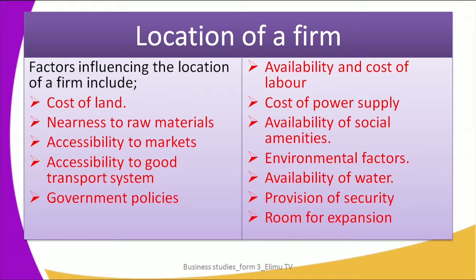Remember, without the consumer, production of goods cannot take place or even continue, because if the goods produced are not consumed, then there is no profit. Therefore, we are going to see how the accessibility, or being able to reach the market, is likely to affect the location of a farm. The other one is the accessibility to a good transport system.